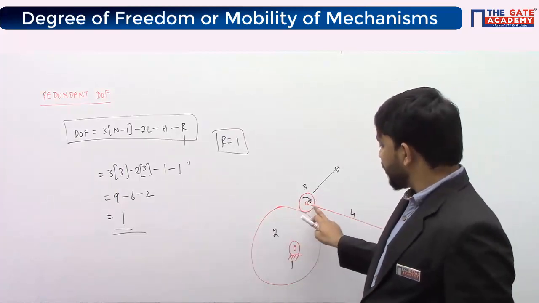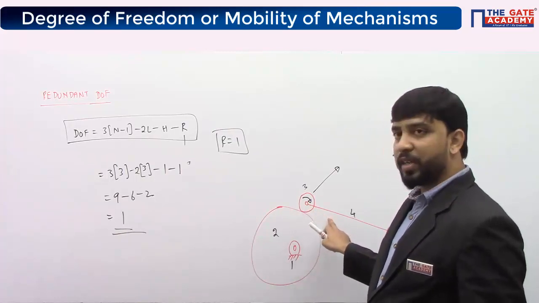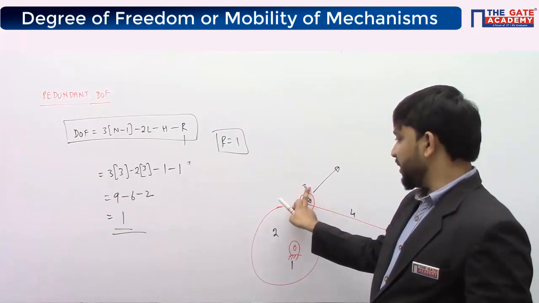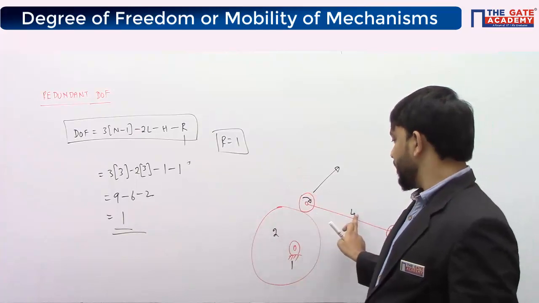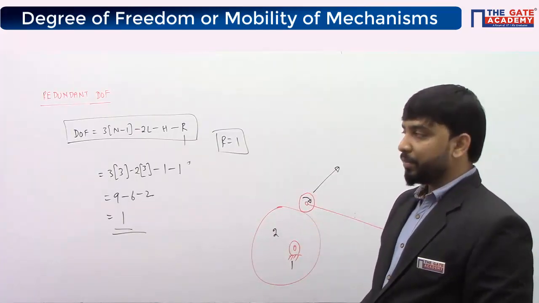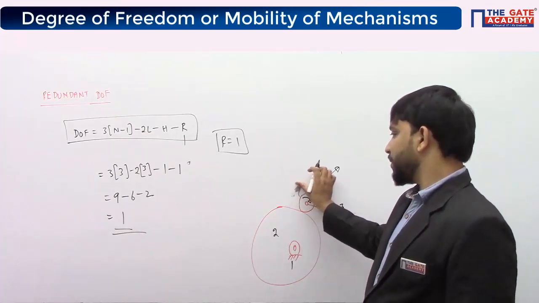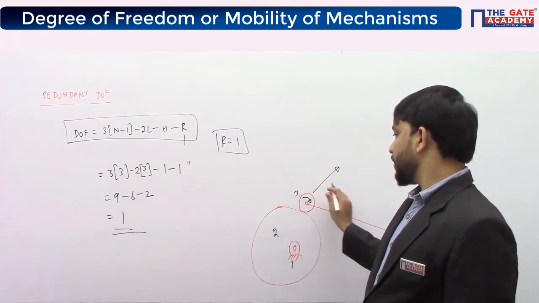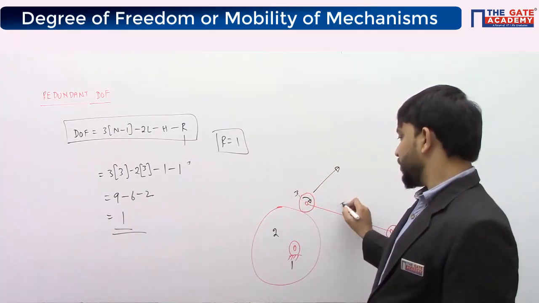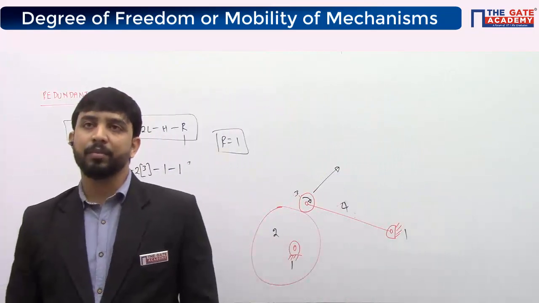If link 3 is welded with link 4, I should not call these two different links, okay? Then it will be a single link. I just call it 3 if you weld it, okay? So then also you will get the same answer. So link 3 is having redundant degree of freedom.